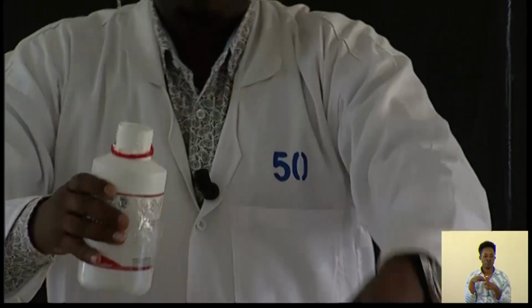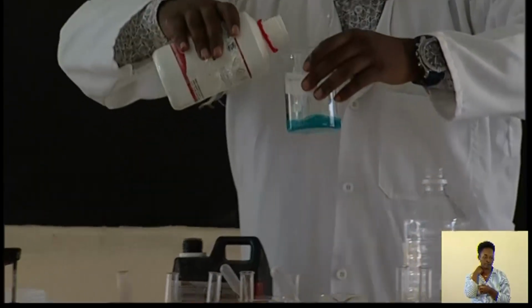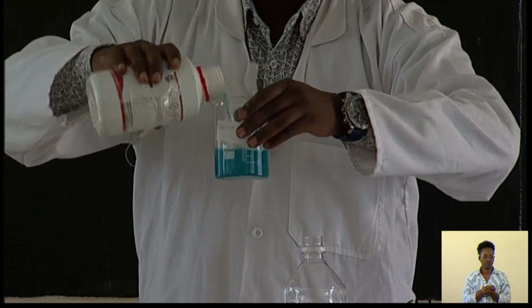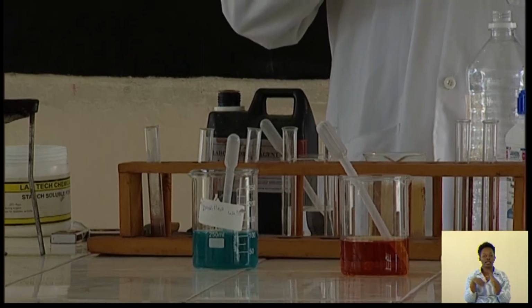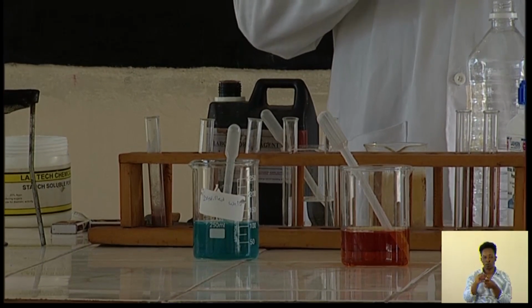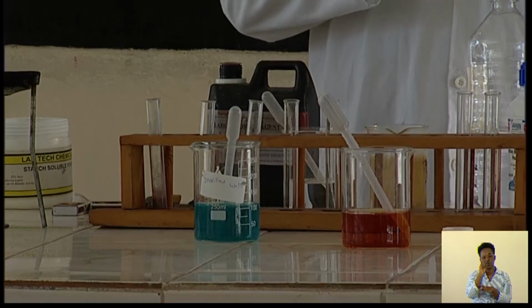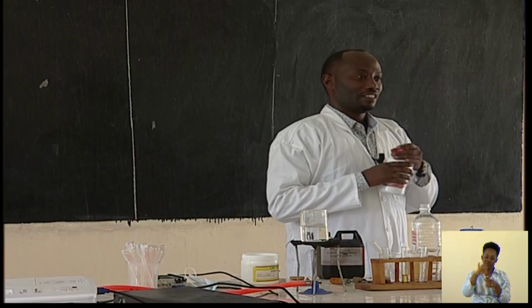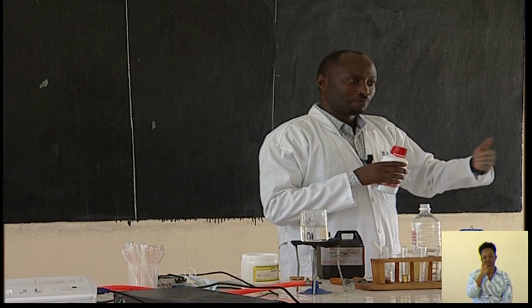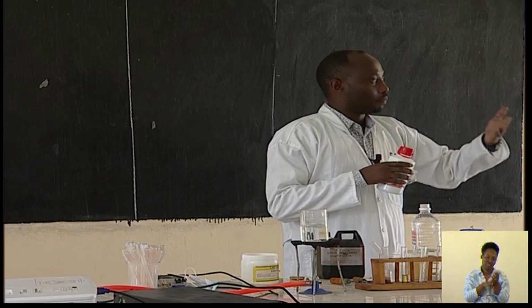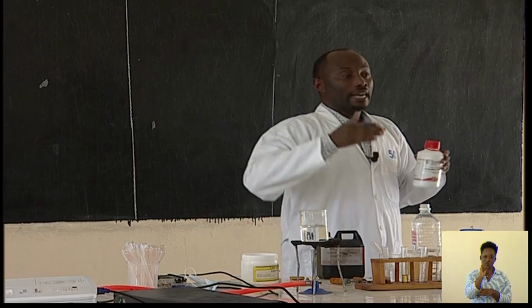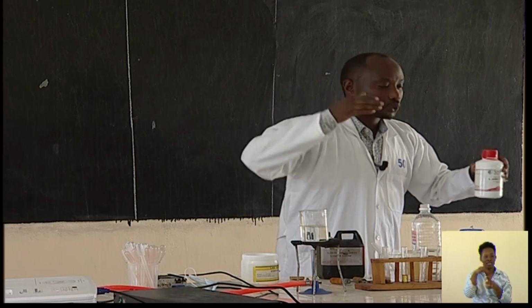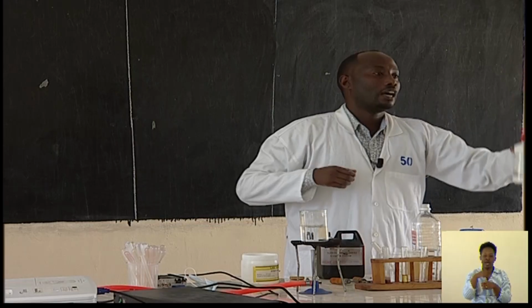This is Benedict's solution, which is blue in color. Now I will get a sample which contains reducing sugars, for example glucose. I know some of you eat biscuits. Biscuits contain glucose, so I'm going to use biscuits. I can use prepared glucose, and I say that biscuit contains reducing sugars. I will use a solution we call Benedict's solution.